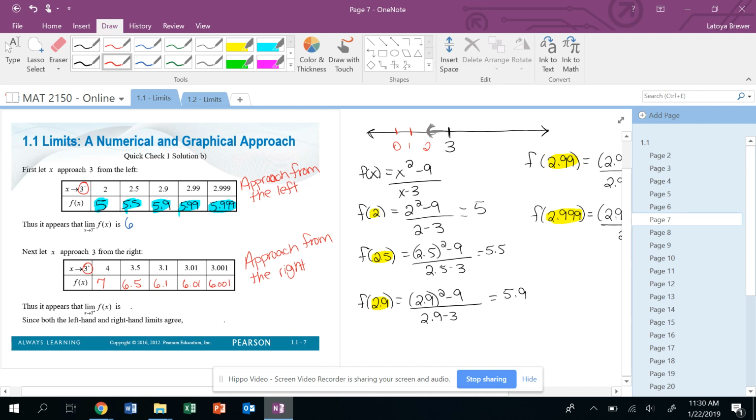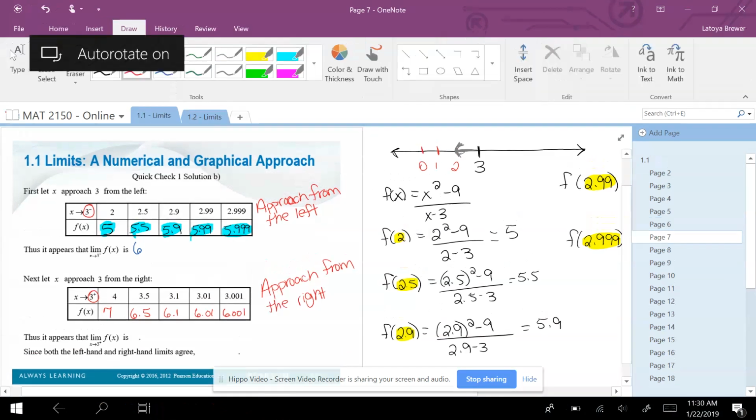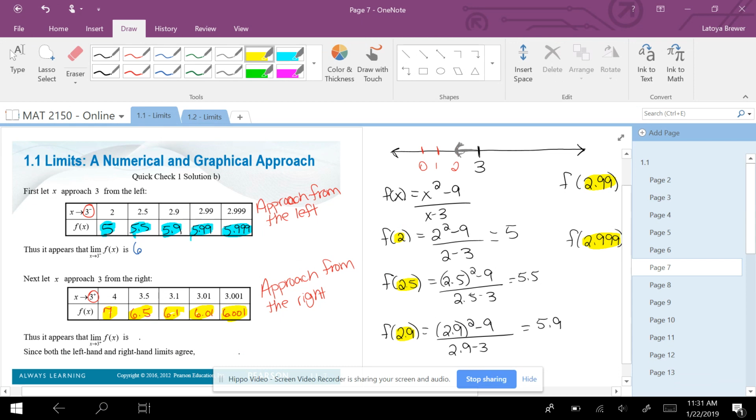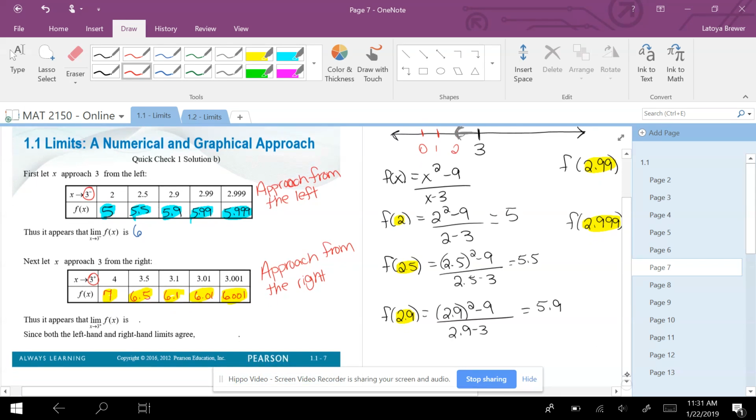So if you notice, what happened here is as I approach 3 from the right, my values, I'm going to highlight this in yellow, my value started at 7. As I got closer to 3, those values are getting closer and closer to 6. So what I want to add here is that as I approach 3 from the right, the limit is 6.